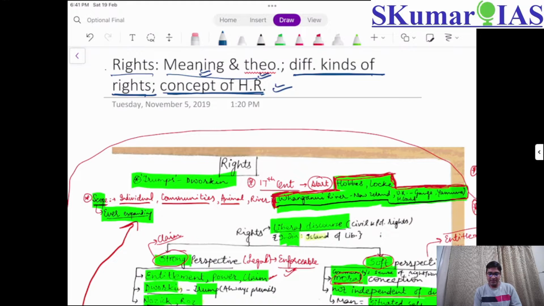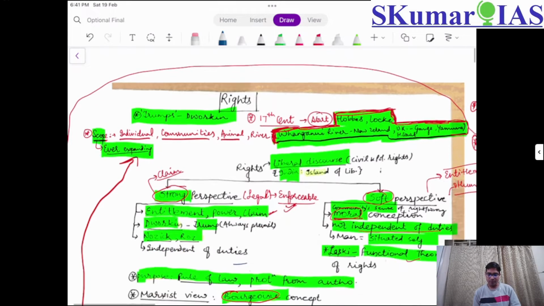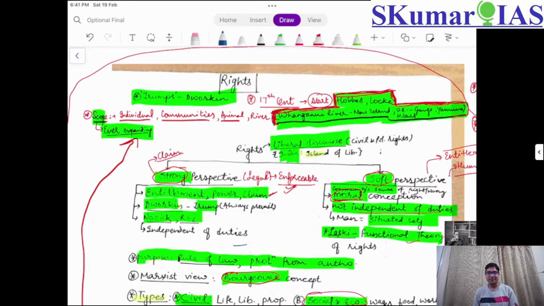So rights, its meanings and theories, different kinds of rights and the concept of human rights. This is the syllabus of civil services with respect to rights. So basically, what are rights? Rights in any modern democracy are just the bedrock. All the modern democracies are more or less built around the concept of rights. As Dworkin says, rights as trumps. Trump means trump card. From the game of cards, the trump card means the most important card. So rights are known as trumps by Dworkin.